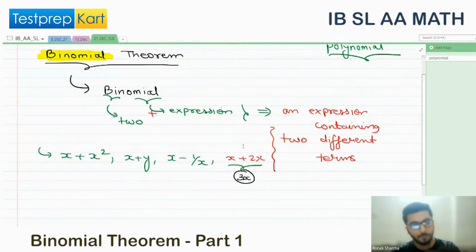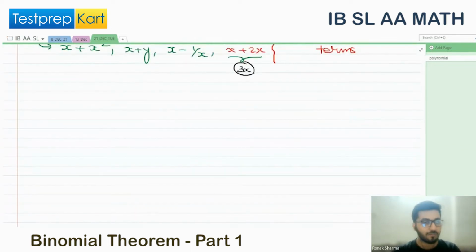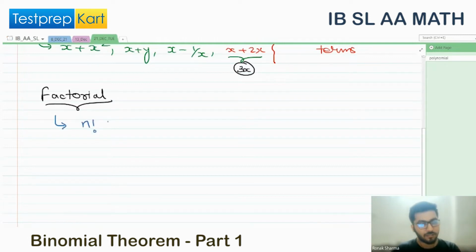Now, the binomial theorem is nothing but a statement which has already been proven in mathematics by previous mathematicians. So we're going to learn the statement directly. But before learning the binomial theorem, we are going to learn a very interesting thing, that is the factorial. Now what is factorial? A very simple thing: if I say n factorial, it means we have to take the product of the first n natural numbers.